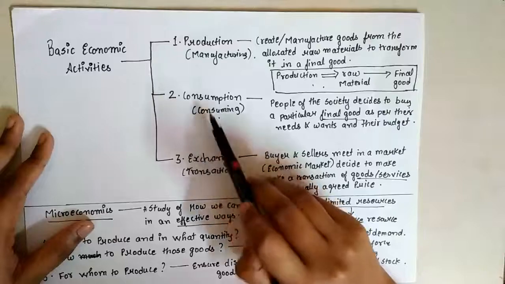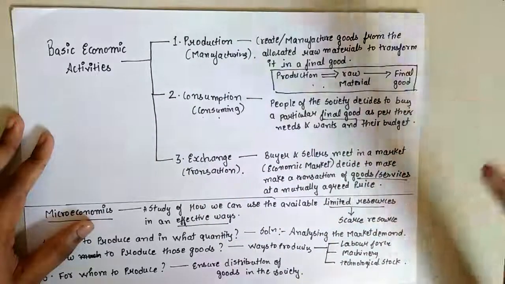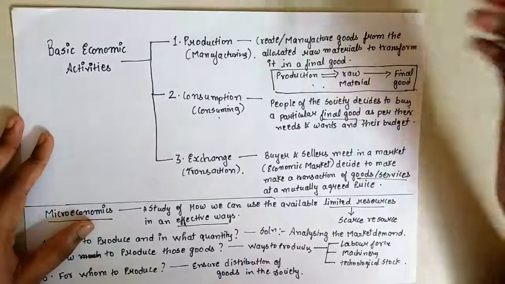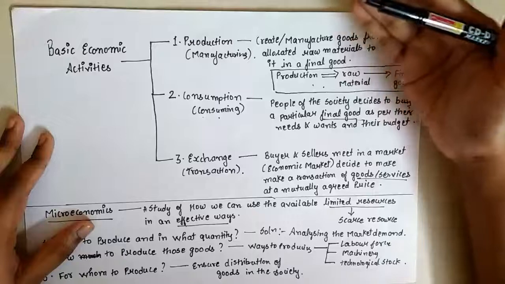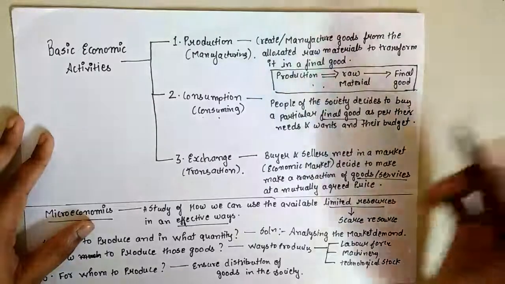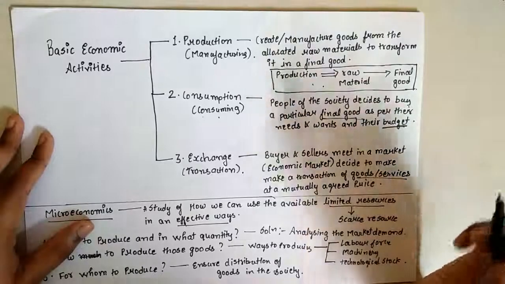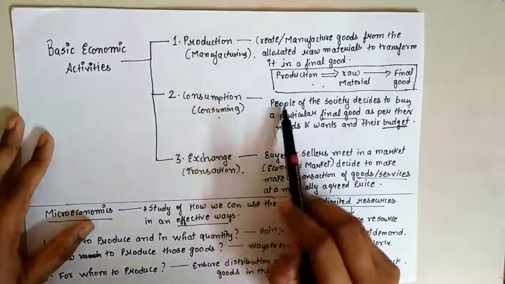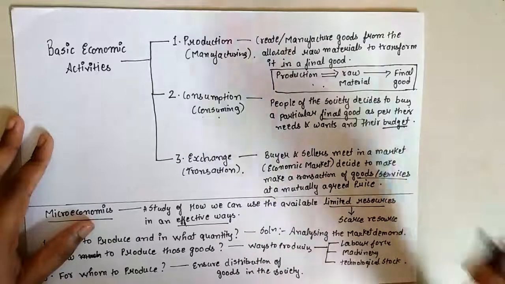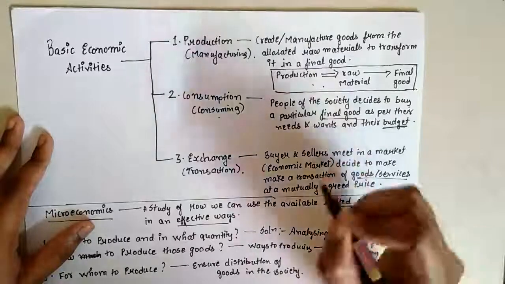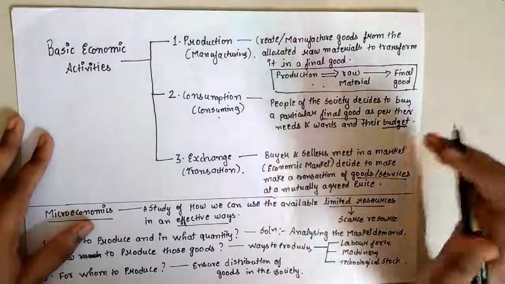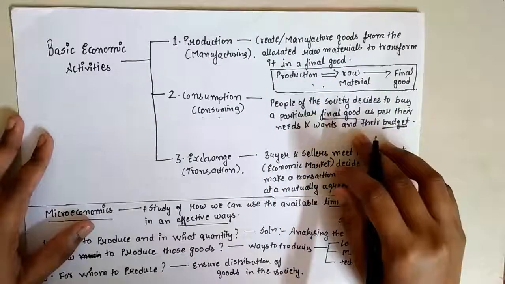And the second one is consumption. Consumption means when the people of the society, like us, buy a particular amount of final goods which are produced to satisfy our needs and wants according to our budget. This is very important because whenever a person decides to consume or buy a particular commodity, it is necessary that he has to be rational about his needs and wants, considering his budget.